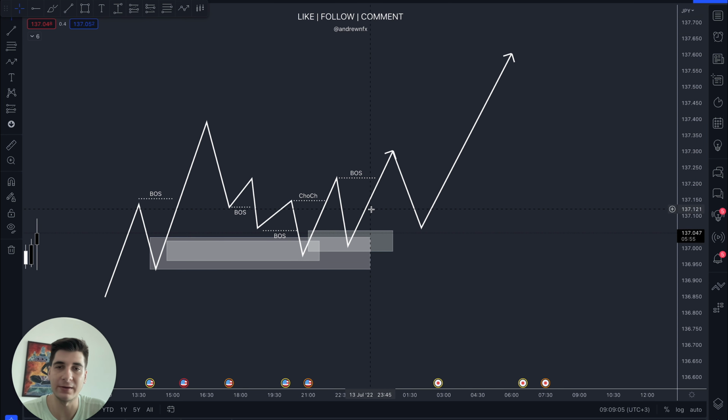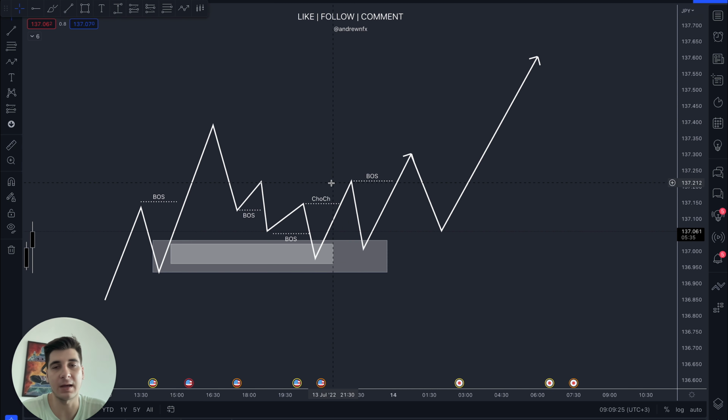Usually I like to wait for the second break of structure, so I need to wait for the change of character and then another break of structure before executing the trade, just because it gives me more confirmation. But if you're really aggressive, then after the change of character, if it's a major zone, a really important POI, a really important demand or supply zone, you will have bigger chances to actually have a good trade. But yeah guys, the difference is not that big.